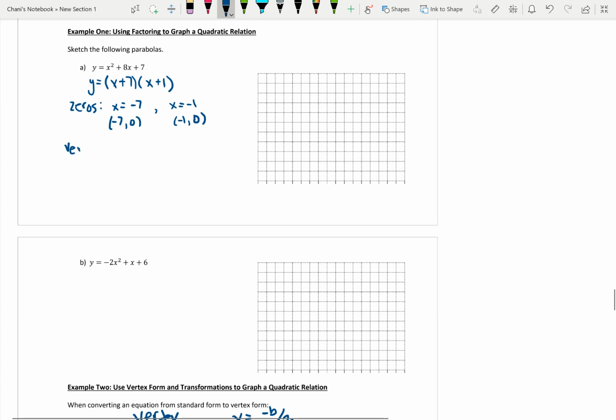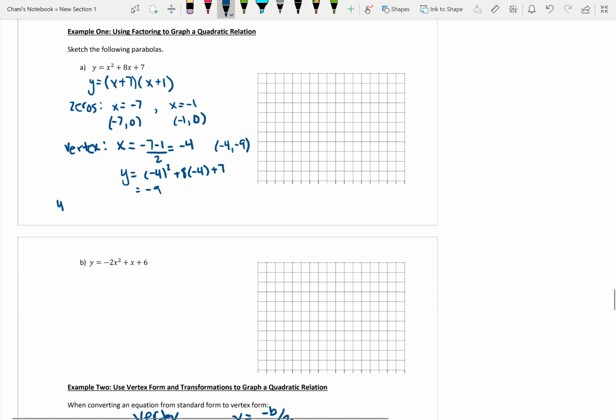So now I'm going to be organized again and just tell my reader here that I'm finding the vertex. So I'm giving a little subtitle. So the x value of the vertex is I average my 2 x intercepts to get negative 4. And then I find the y value by putting negative 4 back into the equation. So in this case, I get 16 minus 32 is negative 16 plus 7 is negative 9. So my vertex is negative 4, negative 9.